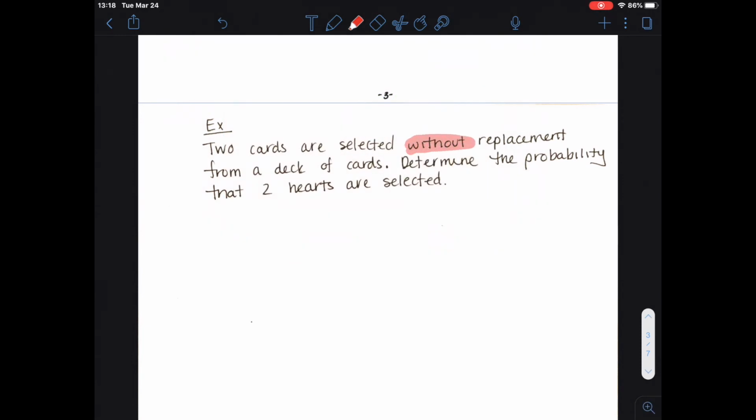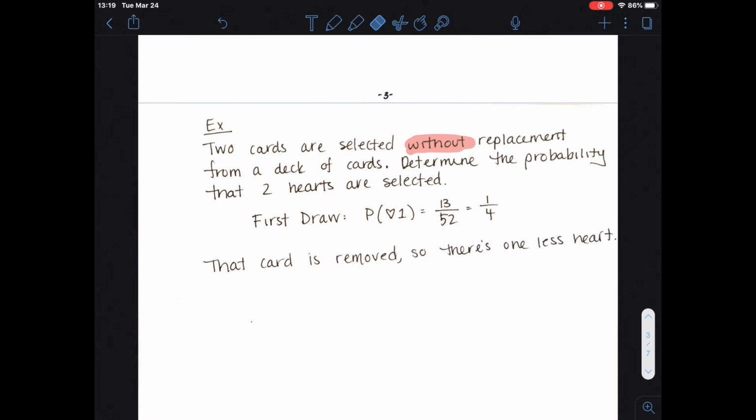We're doing without replacement. So basically, I'm going to draw a card. I'm going to have to be successful, so the first card has to be a heart. Now that one is not getting put back in the deck. So when I go to calculate the probability the second one is a heart, I've got to take into consideration I've lost one of my options. So the first draw doesn't change. Probability that the first one is a heart is a 1 in 4 chance, or 13 out of 52. But now that card is removed. So not only do you have 1 less heart, you have 1 less card to draw from.